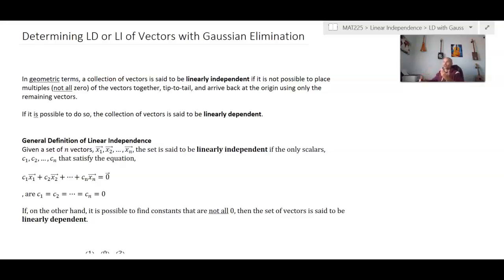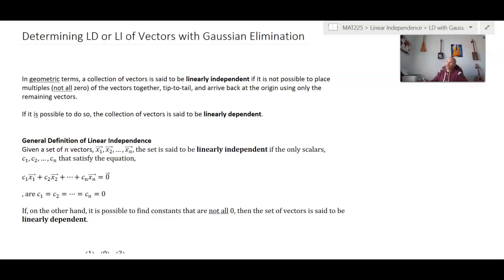So the general definition, mathematically, is this: if you can apply scalars to these vectors x1 through xn, say we have n of those vectors, and it's possible to generate the zero vector, we say that if the only way you could do that is for all of those coefficients to be zero, then the set of vectors is linearly independent, meaning we can't place them together tip to tail and arrive back at the origin without reusing the same vector. If, on the other hand, it is possible to find constants that are not all zero, then the set of vectors is said to be linearly dependent.